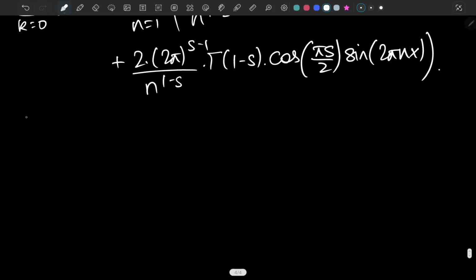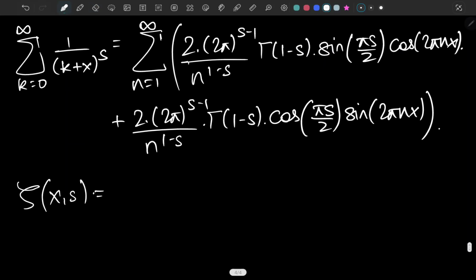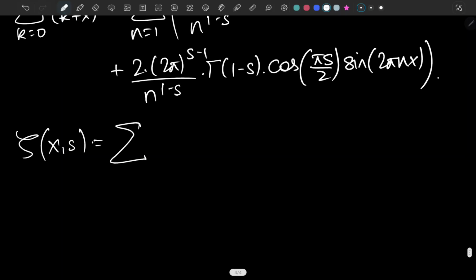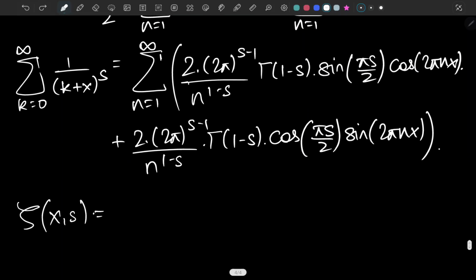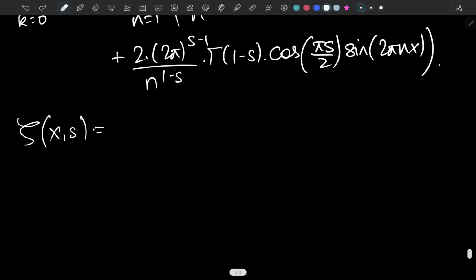Okay, so now we can say this is the Hurwitz zeta function, so it's the Hurwitz zeta function of s comma x, or we can say x comma s as well. So basically it is being evaluated to this sum. Well, we can just factor out some stuff: this one is not depending on n, and this one is not depending on n as well, and the rest of the things would be inside a sum.